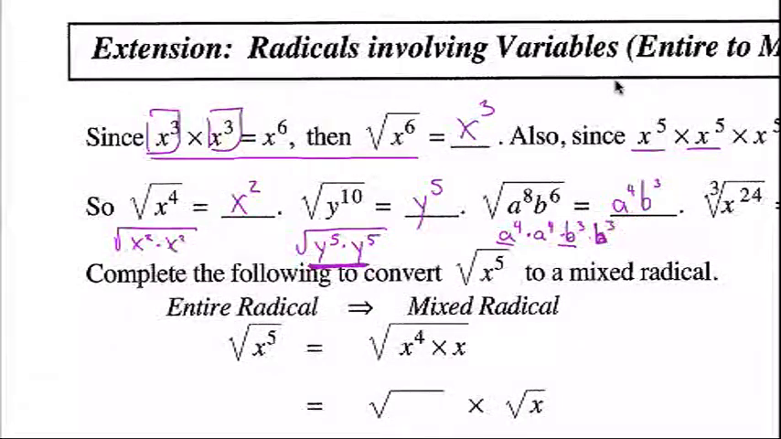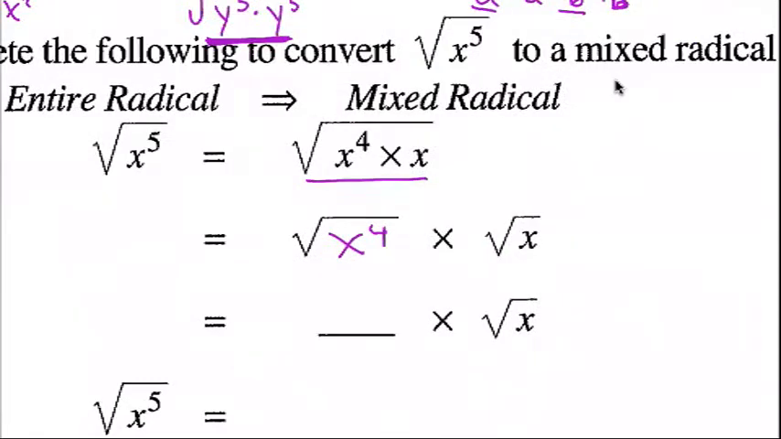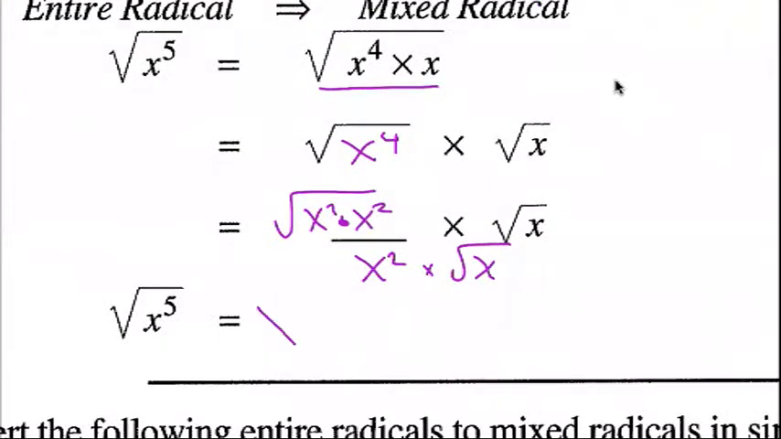Complete the following to convert the square root of x to the 5th to a mixed radical. So again, we need to know the perfect square or cube in it. So x to the 5th is the same as x to the 4th times x, which is the same as the square root of x to the 4th times the square root of x. And the square root of x to the 4th, which is the square root of x squared times x squared, would be x squared times square root x. And I'd write that here, x squared square root x.